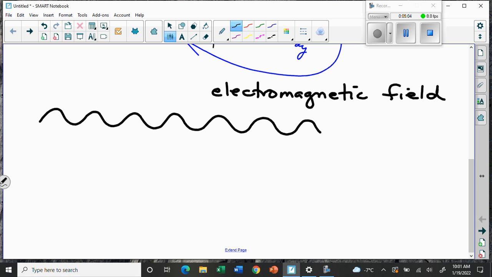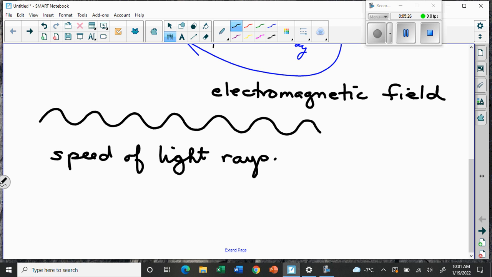Now, what's interesting is what happens when a wave goes from one substance to another. Well, something interesting does happen. It changes the speed at which it goes. So the first thing we're going to talk about is the speed of light rays, just to figure that out. How fast do light rays go? How fast does this wiggle travel through the water?